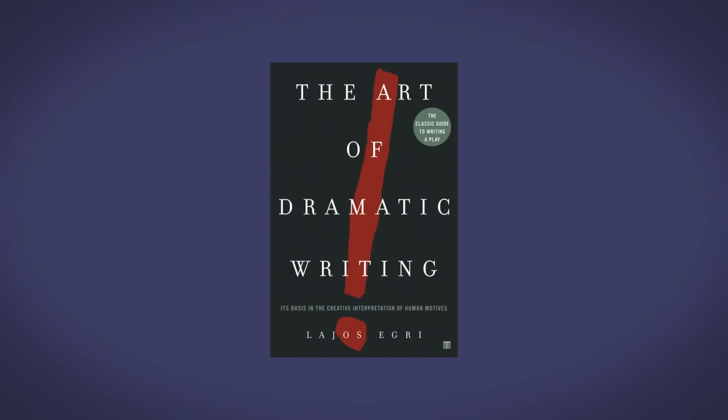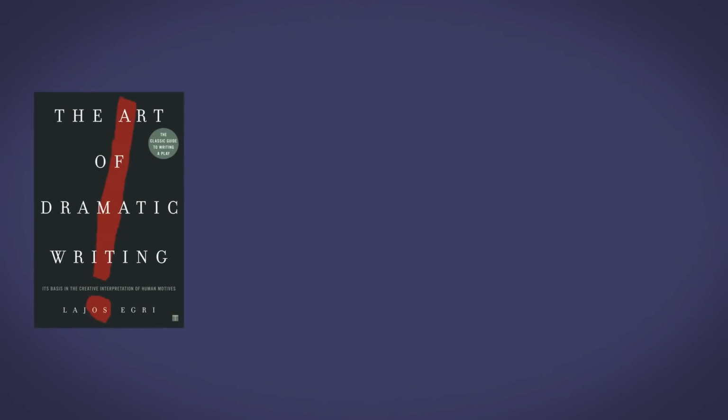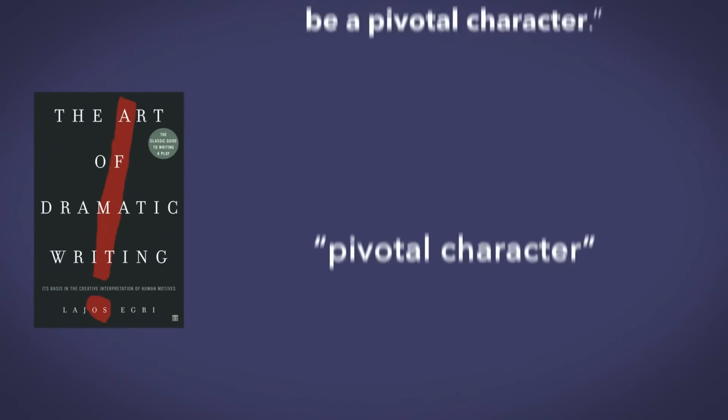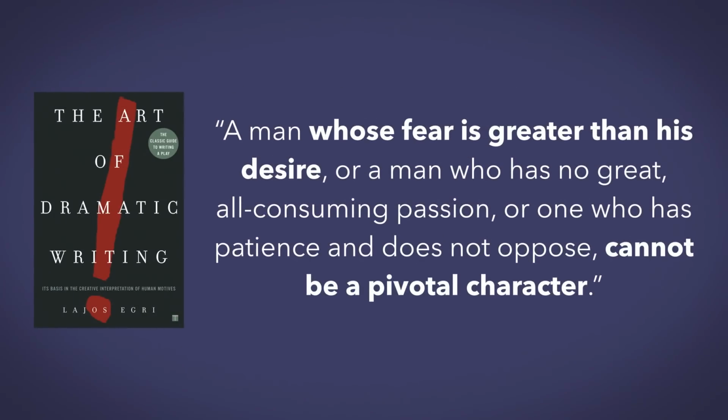In The Art of Dramatic Writing by Lajos Egri, he talks about what a character needs in order to be the protagonist, or as he calls it, the pivotal character. "A man whose fear is greater than his desire, or a man who has no great all-consuming passion, or one who has patience and does not oppose, cannot be a pivotal character." Act 3 shows how Walter White's desires begin to overpower his fears.